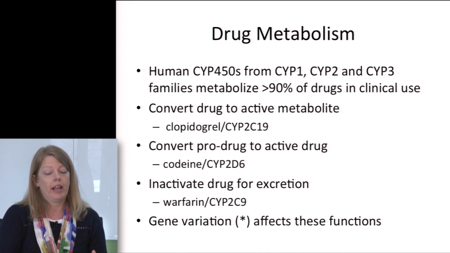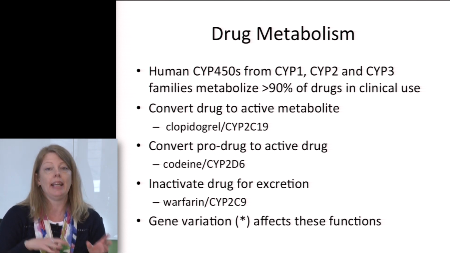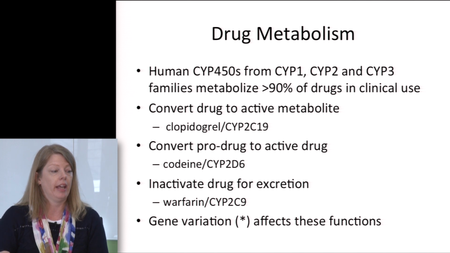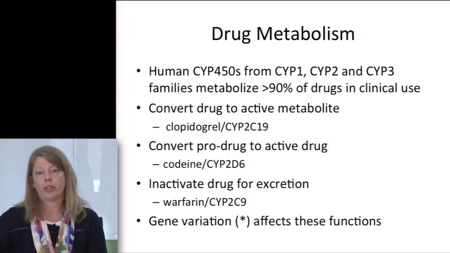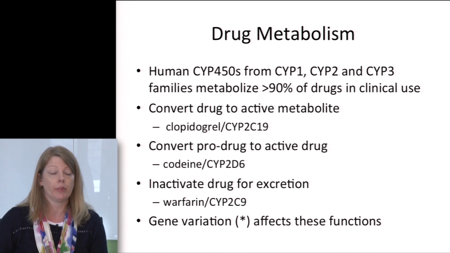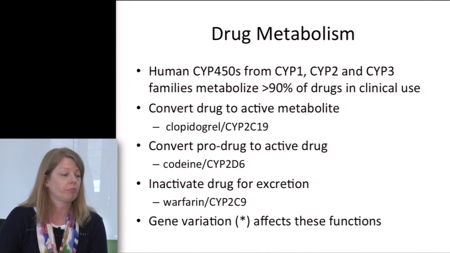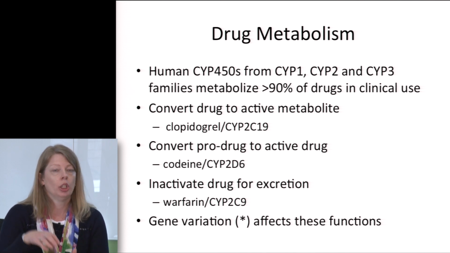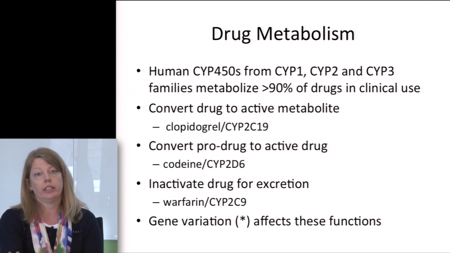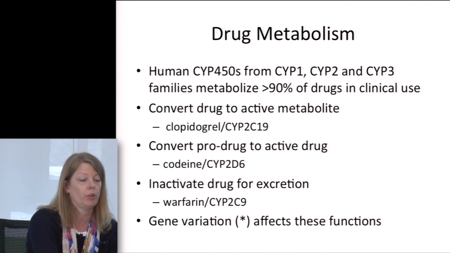And then the other way CYPs influence drug metabolism is a lot of times they will inactivate a drug and kind of prep it for excretion. So basically, the cytochrome P450 is clearing the drug from the body, getting rid of the active form of the drug. It's kind of the flip side. And gene variation, or these star alleles that we talked about, affect these functions, the ability of the cytochrome P450s to perform these functions.